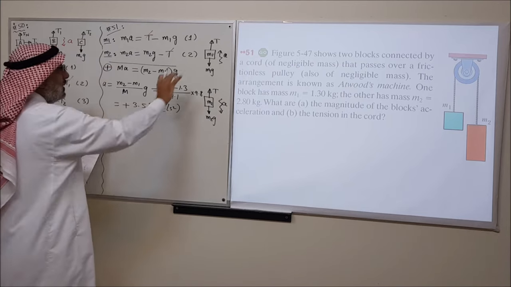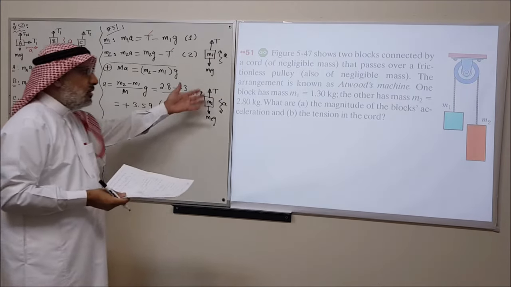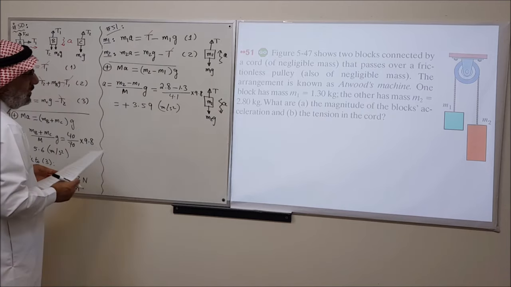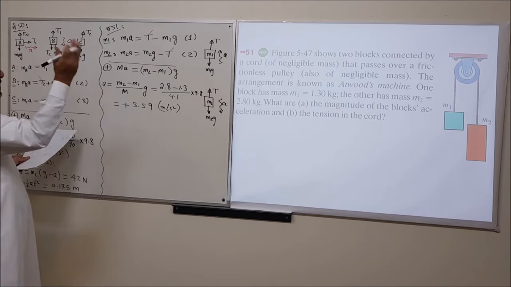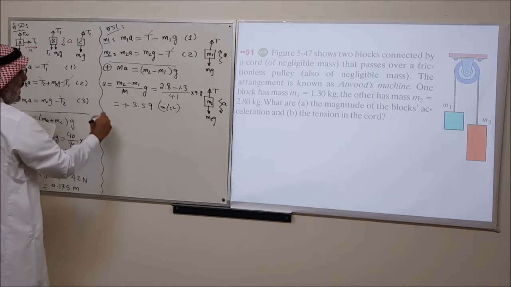The plus means the direction of the acceleration that we selected is correct, naturally, because the heavier one will go down and the lighter one will go up. So there is the acceleration. What else do we need? The tension. You can go either to equation one or two and find the tension. Let's go back to one.